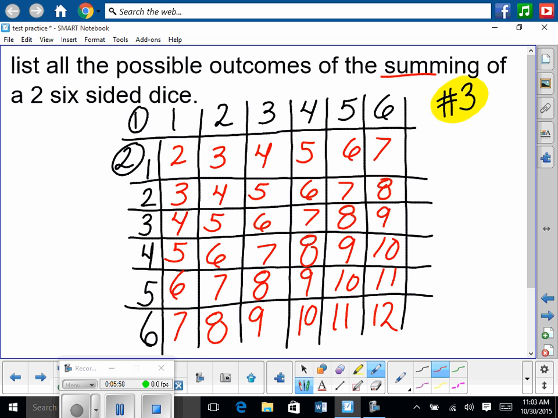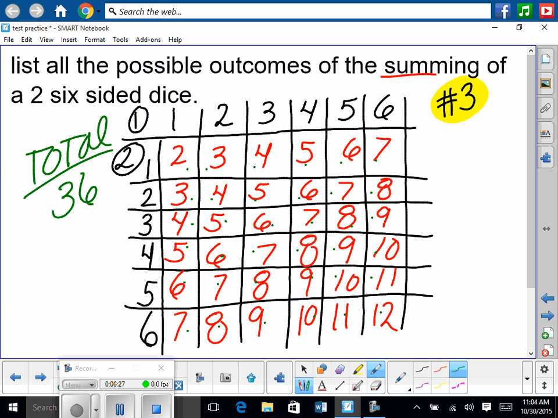All right. So now we're going to be finding probabilities. So to find probabilities, we're going to need totals. So how many total possible outcomes? You will add up 1, 2, 3, 4, 5, 6, 7, 8, 9, 10, and so on up to 36 total. So total is 36 possible outcomes.